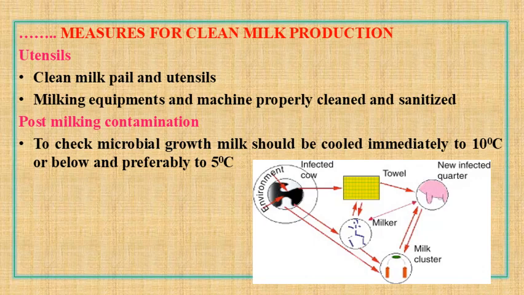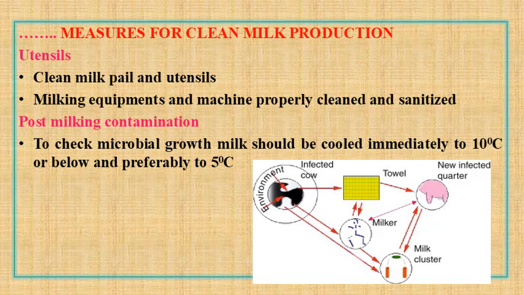And then another important aspect is post-milking contamination. That is, after milking, milk handling is very important. To check microbial growth, milk should be cooled immediately to 10 degrees Celsius or below, and preferably to 5 degrees Celsius. So after milking, there is contamination and then there is growth. If the temperature is higher, as we have discussed in detail in a separate lecture about the handling of raw milk, it has to be cooled down to 10 degrees or below, or preferably to 5 degrees, and then that can prevent further microbial growth.